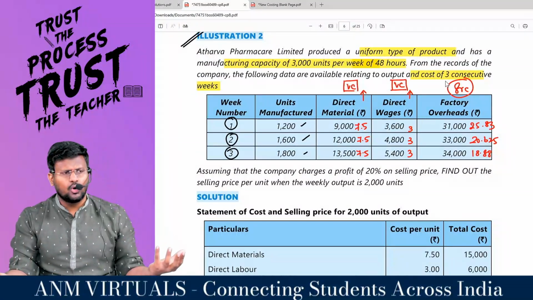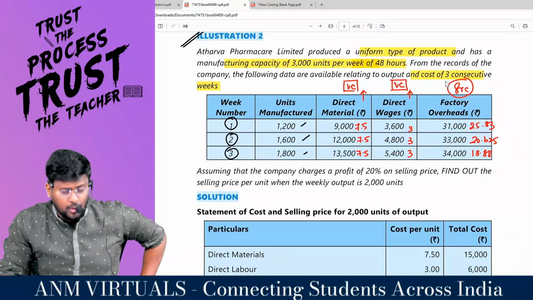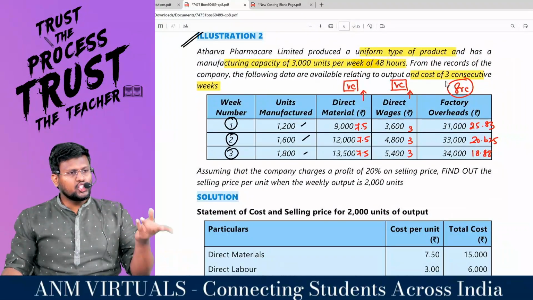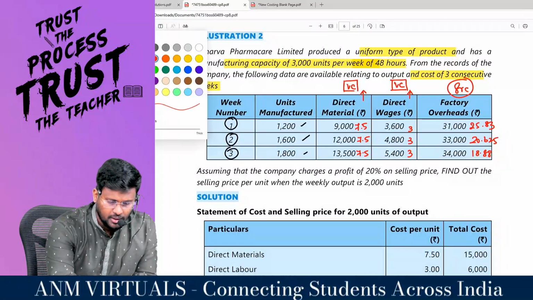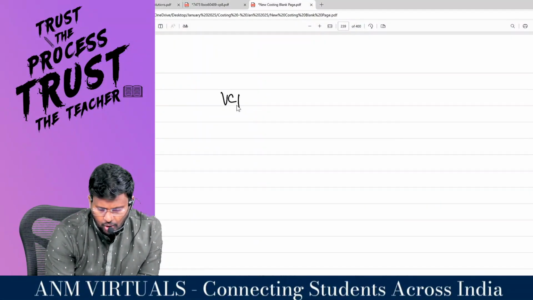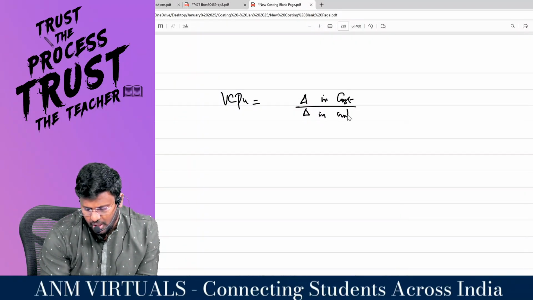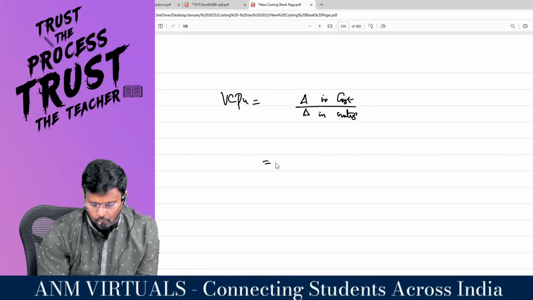We all know that in marginal costing we have studied that variable cost per unit is equal to change in cost divided by change in units. So my dear lovable students, variable cost per unit is equal to change in cost divided by change in units.